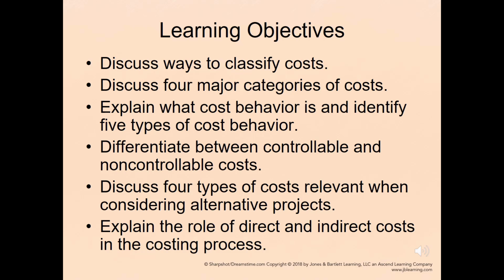Our learning objectives are to discuss ways to classify costs, discuss 4 major categories of costs, explain what cost behavior is and identify 5 types of cost behavior, differentiate between controllable and non-controllable costs, discuss 4 types of costs relevant when considering alternative projects, and explain the role of direct and indirect costs in the costing process.